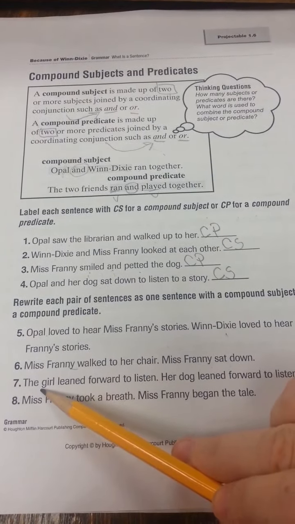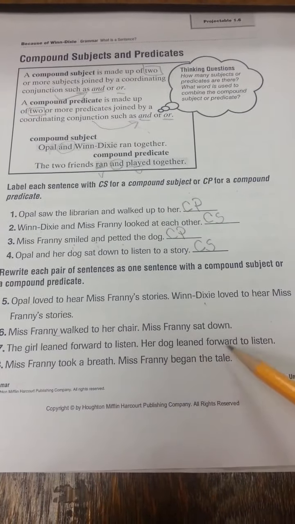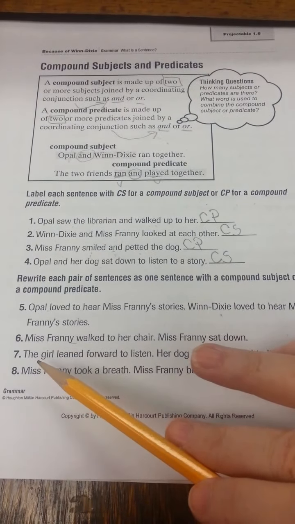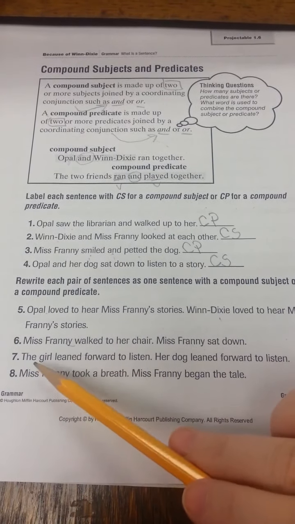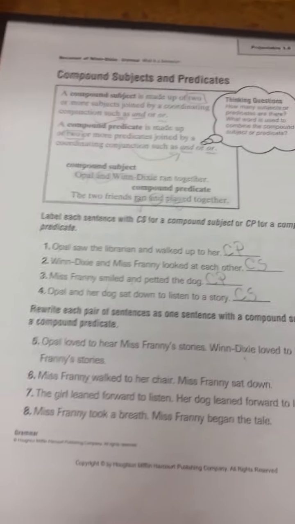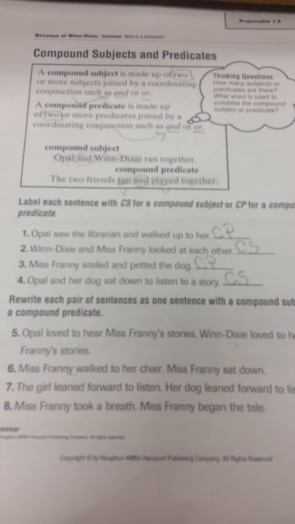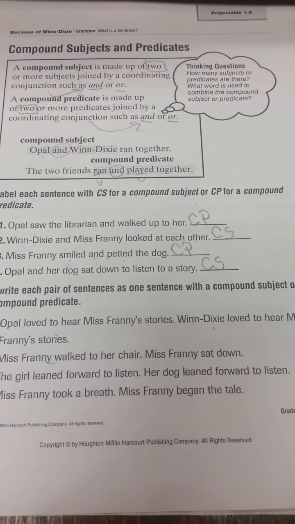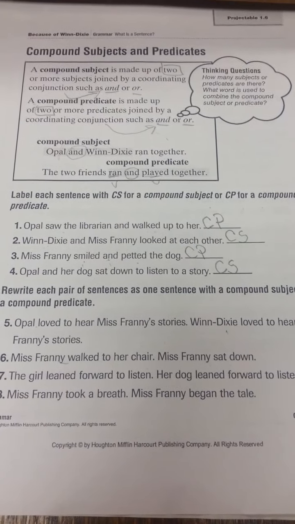So, the next one. The girl leaned forward to listen. Her dog leaned forward to listen. Oh, the predicates are the same, so I've got to combine the subject. The girl and her dog leaned forward to listen. Okay. And then the last one, Miss Franny took a breath. Miss Franny began the tale. So it would be Miss Franny took a breath and began the tale.